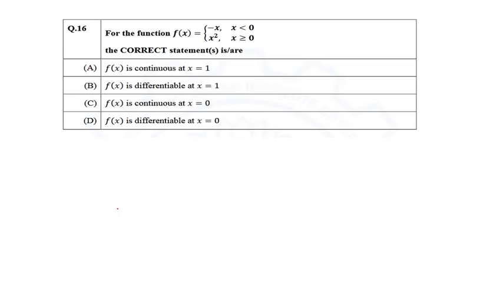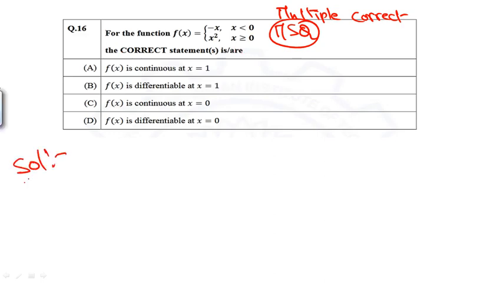Now we go for the 16th question. This is a multiple correct answer question, MSQ, multiple select question. That means more than one option can be correct. For the function f of x equal to minus x for x less than 0, and x square for x greater than or equal to 0, the correct statement is or are.